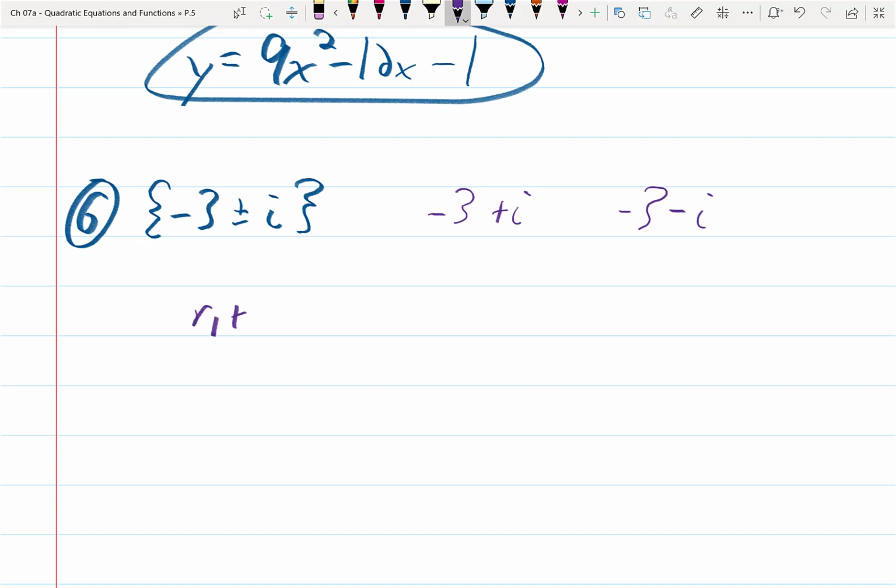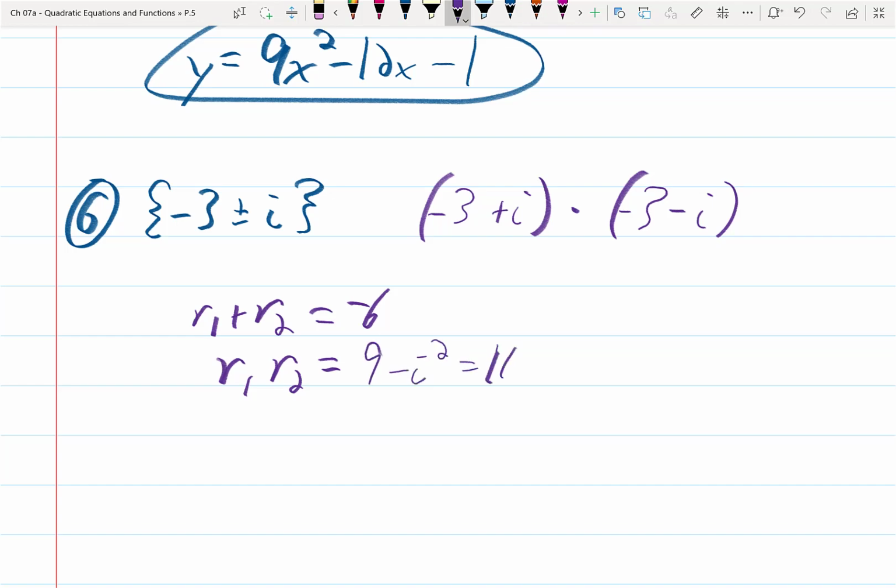So the sum, R1 plus R2, should knock out the i. What do you get? Negative 3 plus negative 3 is negative 6. Now let's multiply, R1 times R2. This should also knock out the i's. 9 minus i squared is 10.